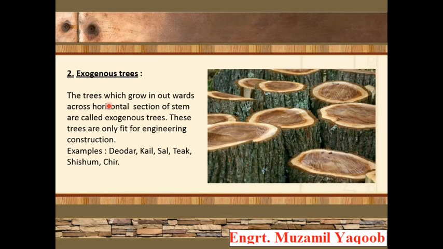Now next comes exogenous trees. The previous one was inward, and this one, the trees which grow outwards across the horizontal section of the stem, are called exogenous trees. These kinds of trees are used for construction purposes. Over here in this picture you can see a lot of trees cut down, and examples of these trees are deodar, kail, sal, teak, shisham, cheed. These are the common examples of exogenous trees.